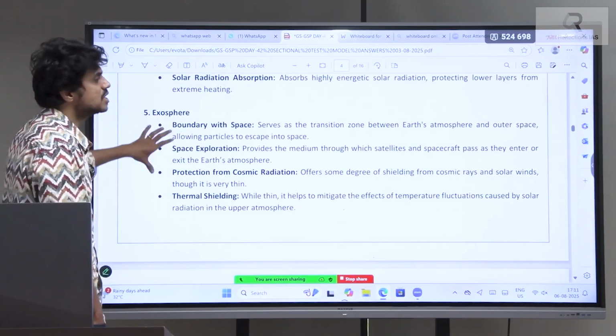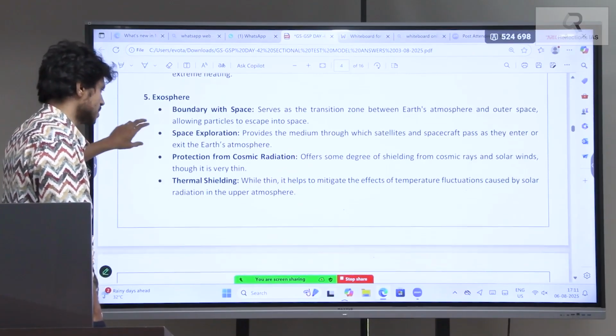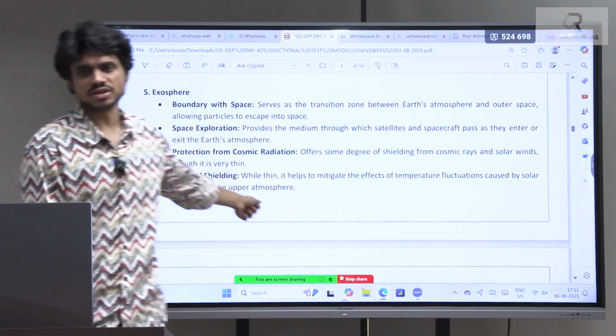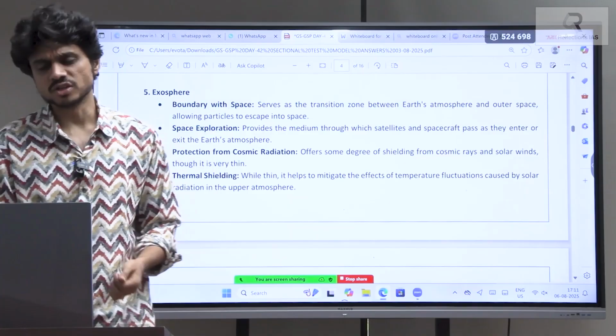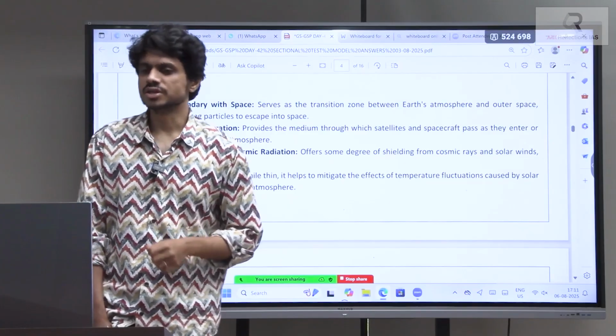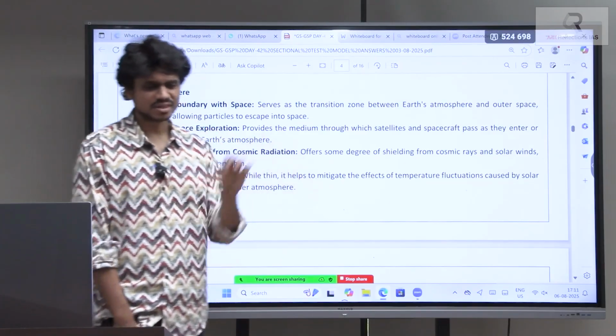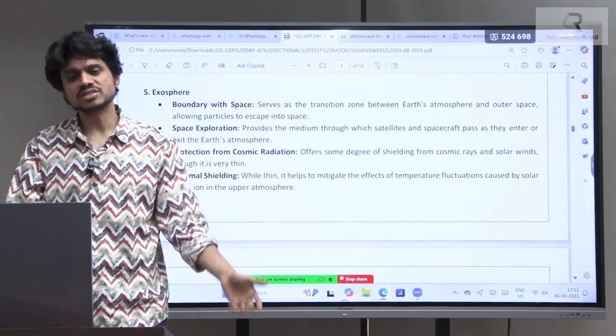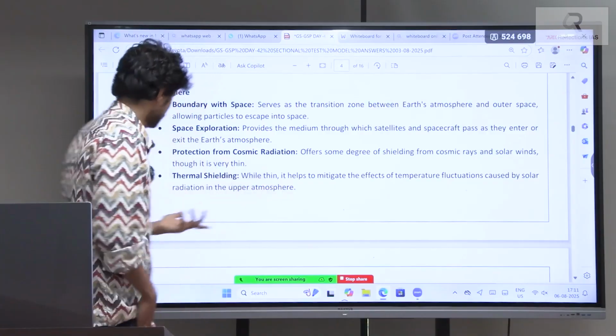Exosphere means it is basically converging with space. You will have a very thin layer of gases here. The atmosphere is highly thin, and you will not see much here. See, this atmosphere is nothing but the blanket of gases that is protecting us. Simply, that is the concept you are supposed to know.